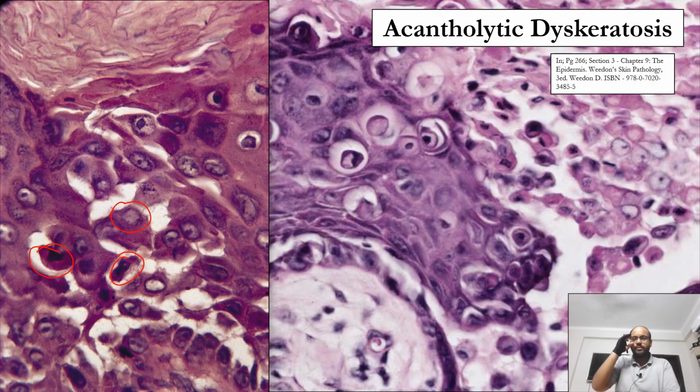So if you have a split in the epidermis in the biopsy, look at the split and see if you can find acantholytic dyskeratosis. In the meanwhile, in the comment section, tell me what is this cell here. Let me see how many of the viewers can actually recognize this particular cell. Just mention that in the comment section.